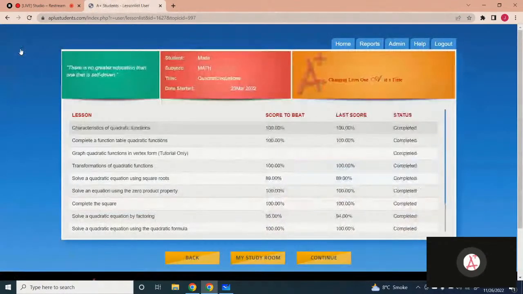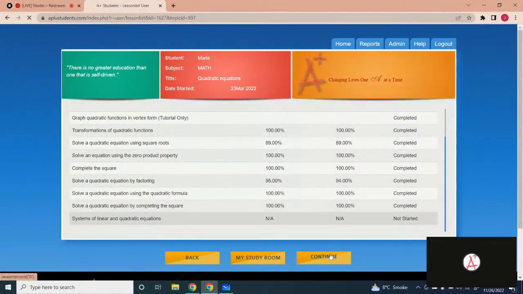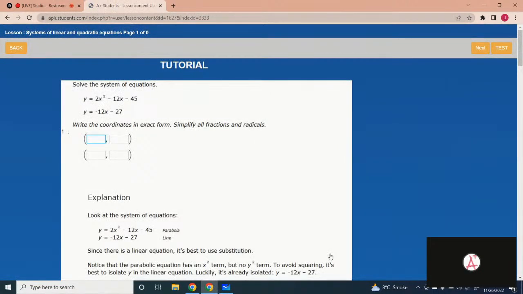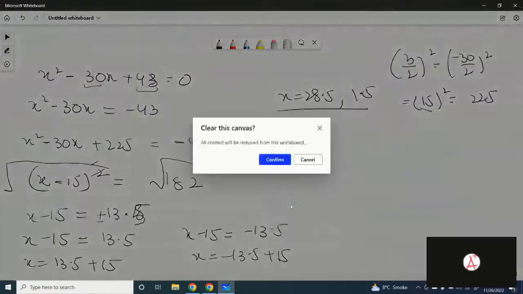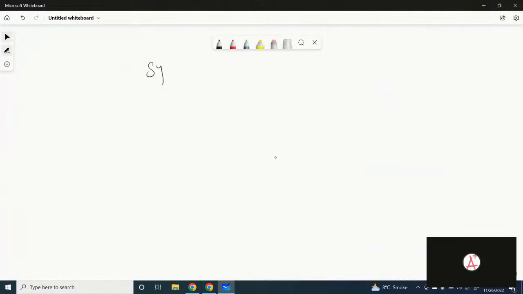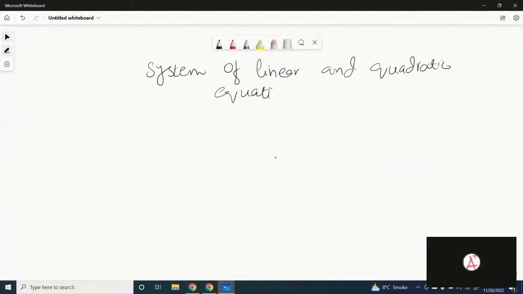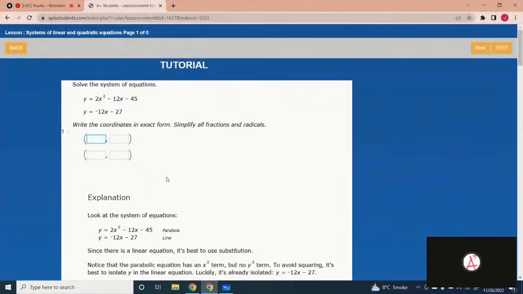The next lesson is systems of linear equation and quadratic equation. Let me write down the lesson name: System of linear and quadratic equations. Okay, let's start with the example.